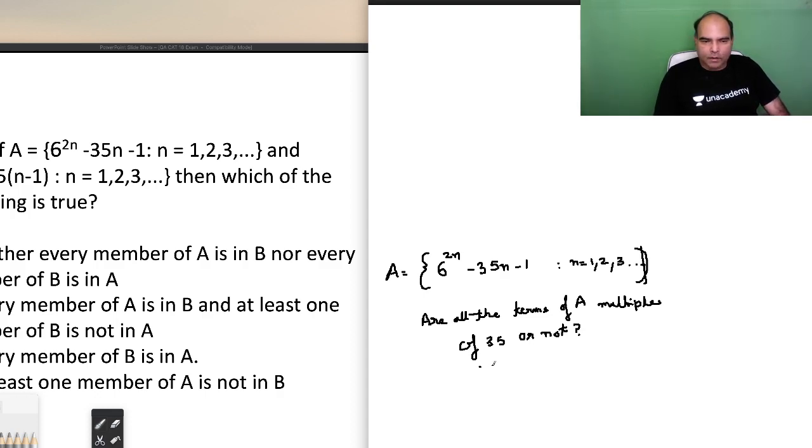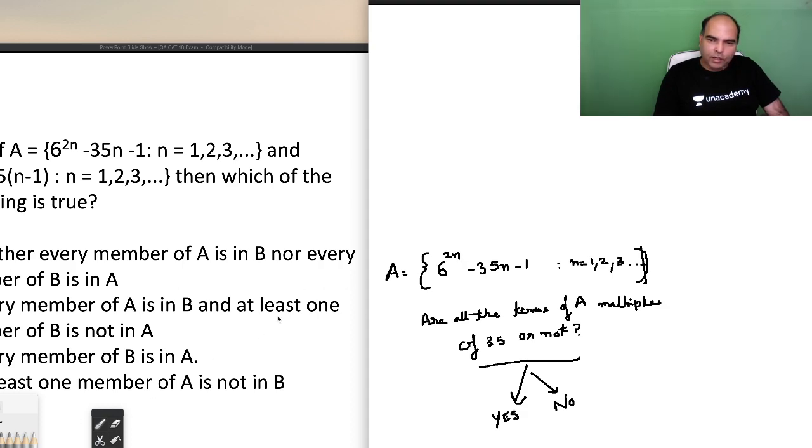Because if they are, then option 2 will be the answer. If the answer to this question is yes, then option 2 will be the answer. If the answer to this question is no, then we'll go to option 1. Because every member of B is not in A, to hum nikal chuke hain. Right?